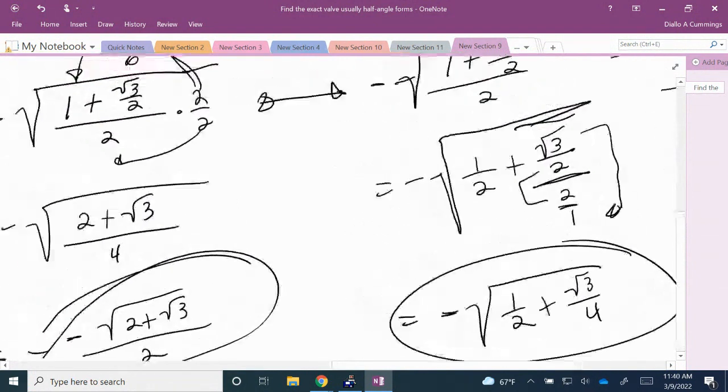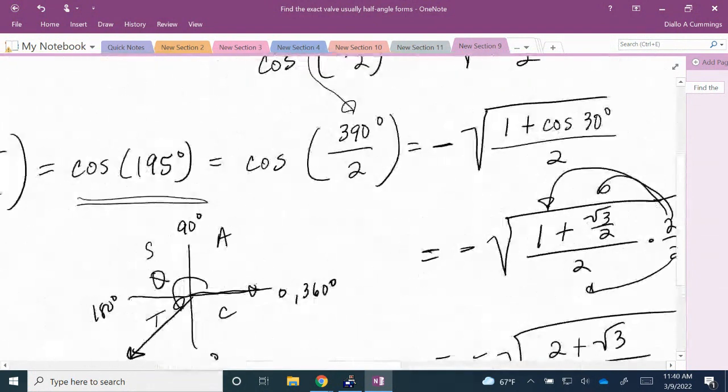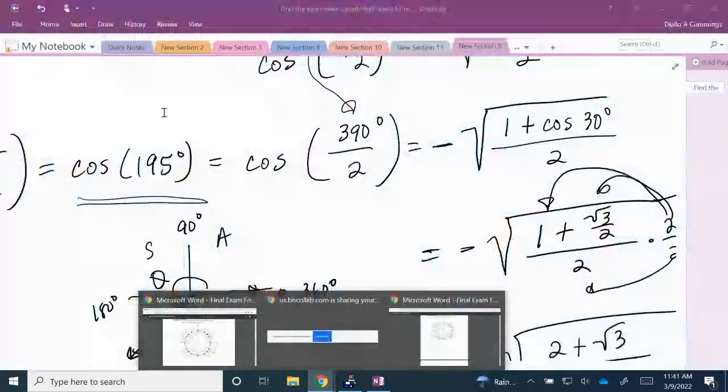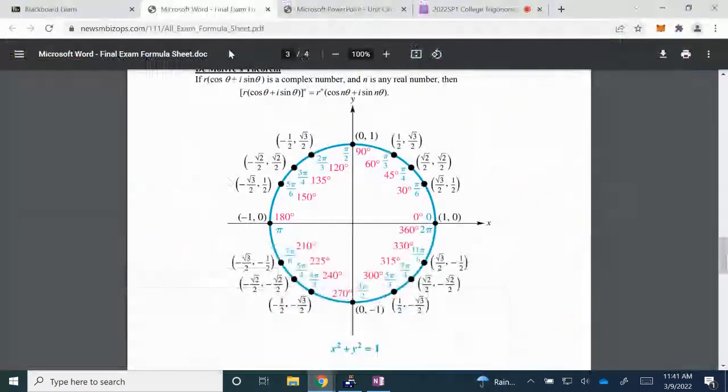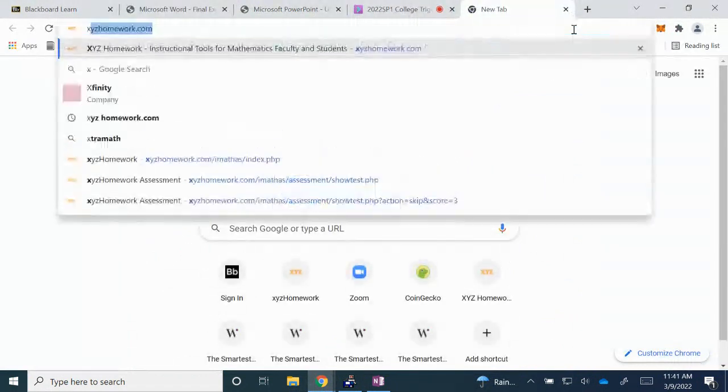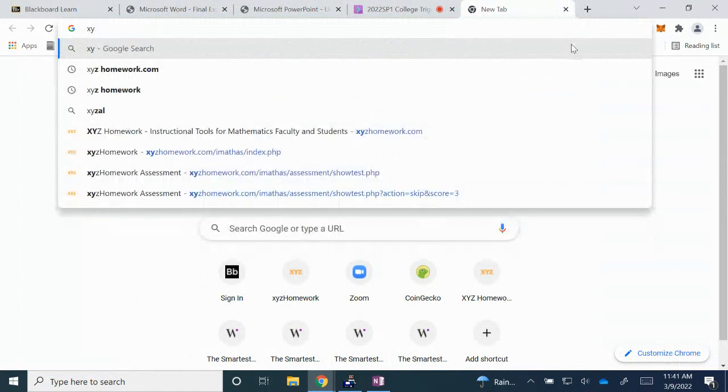Once you take your angle measure and double it, we took 195 and we doubled it. That angle may or may not be in the unit circle, but you should be able to either subtract or add 360. That will give you some angle within the unit circle. Oh, I closed it down. I'm going to go back into XYZ for a second.